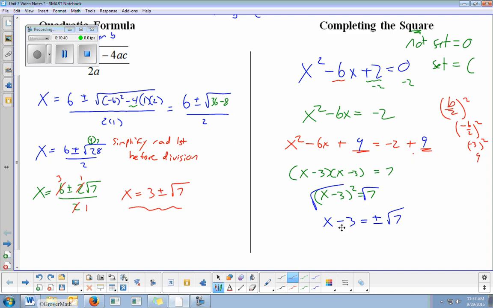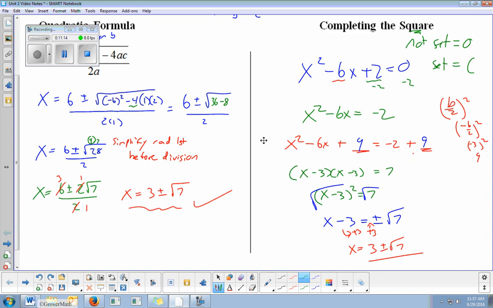Lastly, I need to move this 3 over because I want x equals, so I'm going to add 3 to both sides. And when you add or subtract something, it goes in front of the plus or minus, not behind it, not in here, completely in front of it. So a positive 3 got moved over, plus or minus the square root of 7, and you see that it is the same answer I got from the quadratic formula. You do need to examine this to see if it could be simplified. In this case, it can't, but that's how we do these two methods.